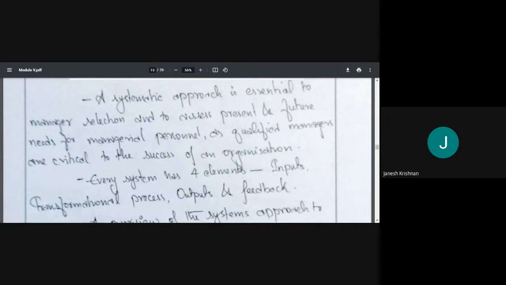So a systematic approach is essential to manager selection. It's not that we can just come in and select randomly. We should have a systematic approach.